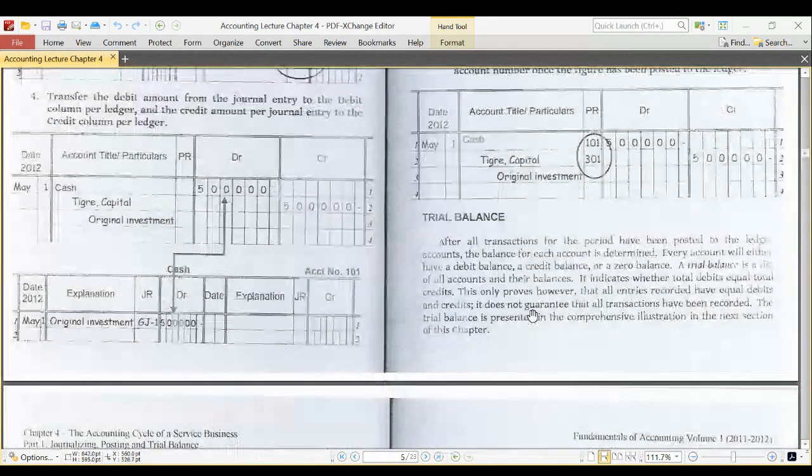Okay, let's go to trial balance. Pag sinabi mong trial balance, yan yung ending balances per account. It's the list of all the accounts which has a balance. Trial balance is a list of all accounts and their balances. It indicates whether total debits equal to credits. So, dapat, ang expectation natin, pag sinabi mong trial balance, lahat ng debit side, mag-i-equal dapat doon sa nasa credit side. Yung total balance ng debit side should be equal to the total balance of the credit side. That is the general expectation.